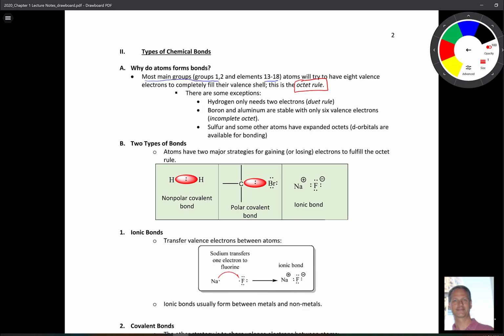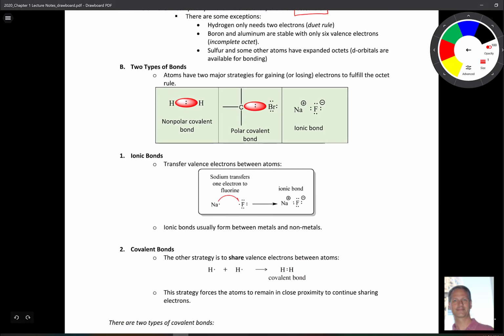Now, there are 2 types of bonds that we basically are going to be talking about here. The first one is a nonpolar covalent bond. If you look at our structure right here, here's a hydrogen and another hydrogen atom connected together. So it's a sharing of electrons. The other is a polar covalent bond. And then the third is ionic bonds. So let's take a look down below at that in a little bit more detail.